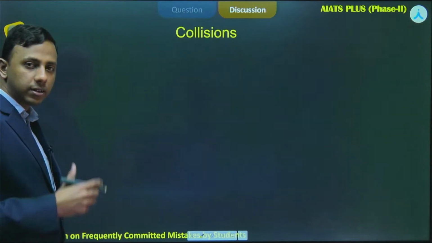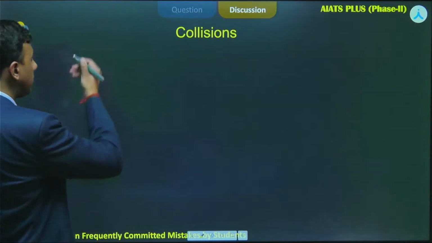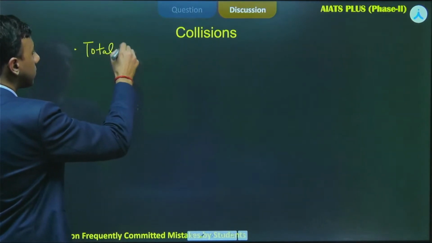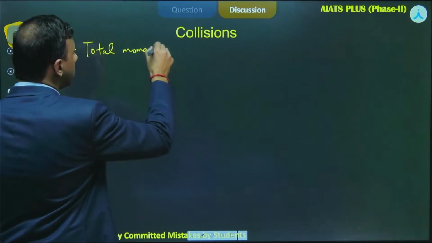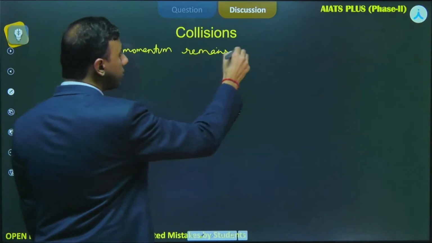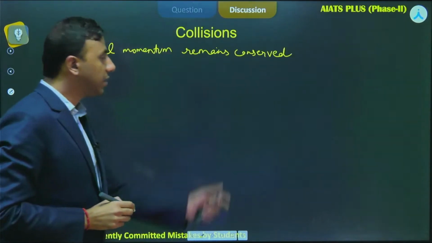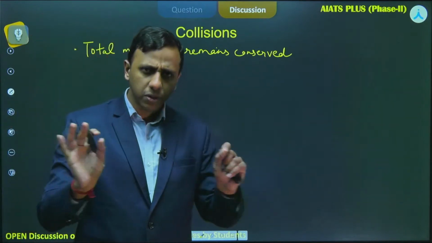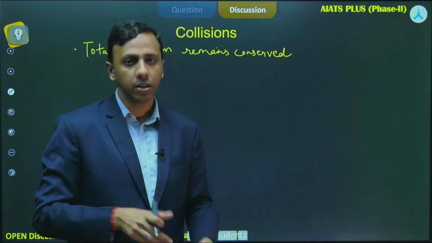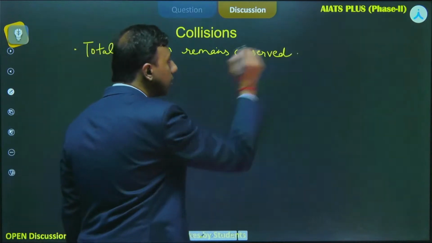Under collisions, I will just give you a brief theory. Based on that, we will do the question, right? So in collisions, you always have to remember that the total momentum remains conserved. Let's say we are talking about collisions in 1D, a simple collision, in a straight line. Two blocks or two balls are moving and colliding. So total momentum will remain conserved, okay?